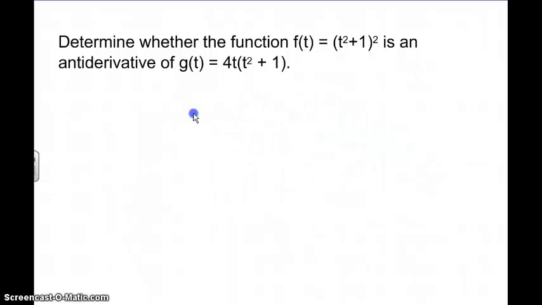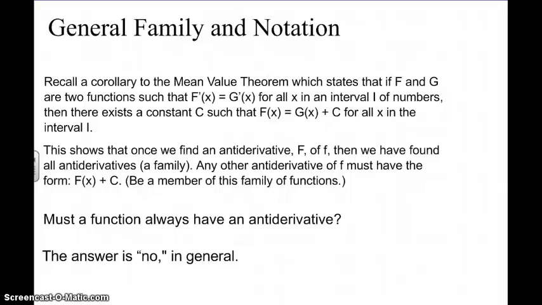And you have to be careful on the notation. All right, so let's talk about the general family of functions whose antiderivative is this antiderivative we're going to find, and we'll talk about notation. Hopefully you remember when we talked about the mean value theorem for derivatives that says that big F and big G are two functions such that when I take the derivative of f and I take the derivative of g, they equal each other for all x on some interval that we're looking at, I, of all real numbers.